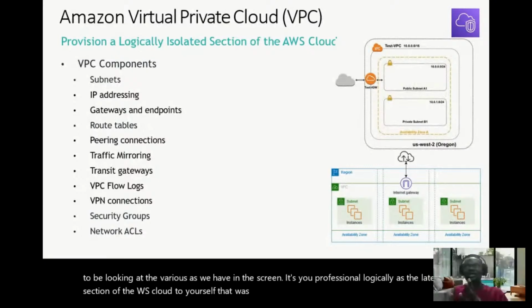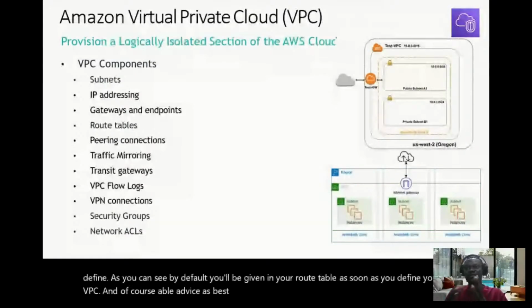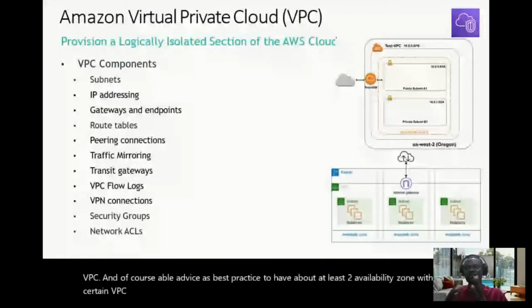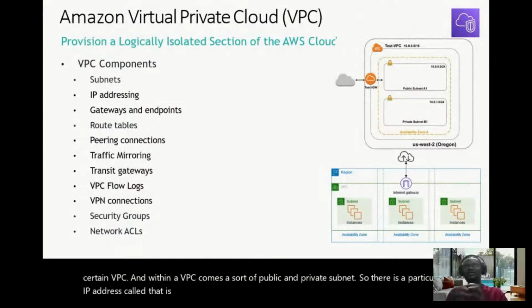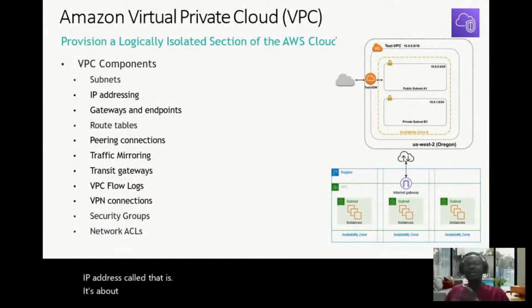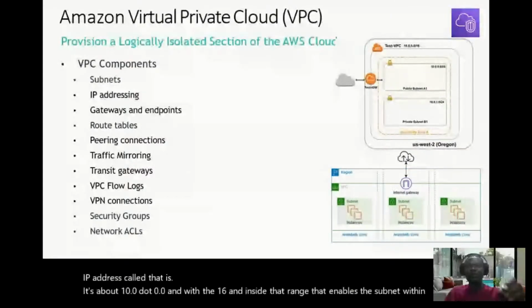Another one, just as I have some images, we have the test VPC, which I used to define. As you can see, by default, you'll be given a route table as soon as you define your VPC, because as best practice AWS recommends at least 2 availability zones within a certain VPC. And within a VPC comes a public and private subnet. There is a particular IP address, about 10.0.0.0 with the /16 inside that range, that enables the subnets within a certain VPC to communicate with one another.